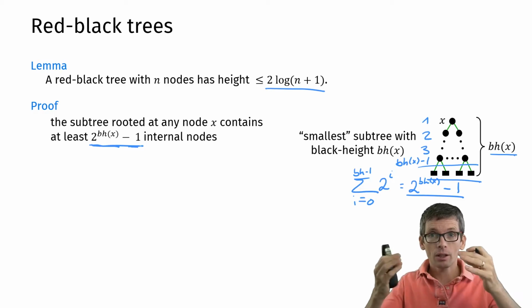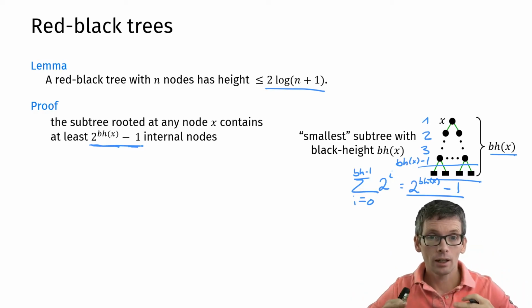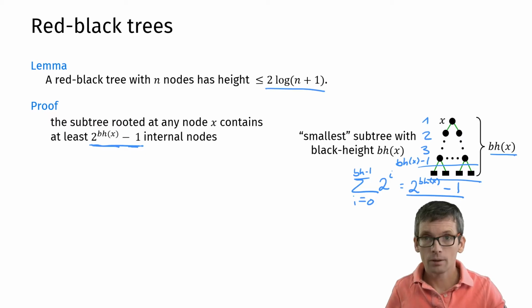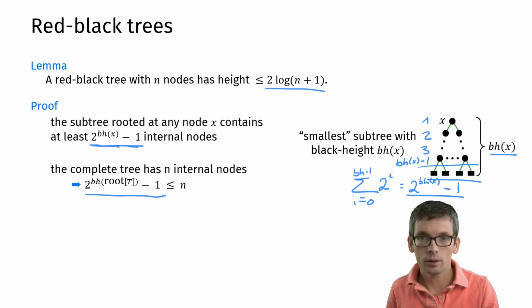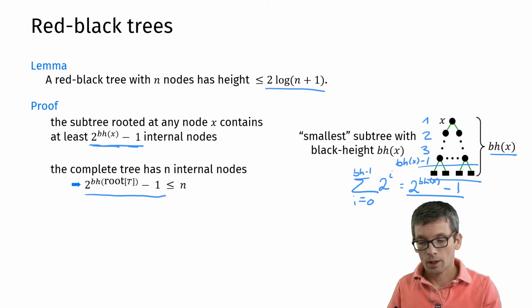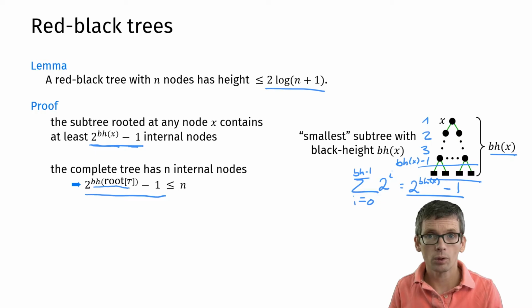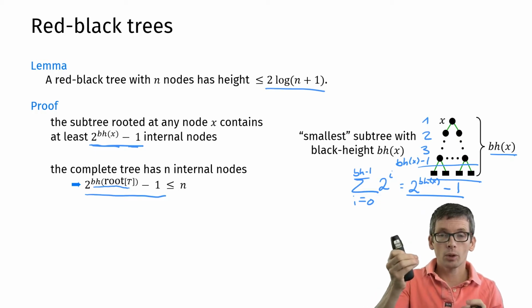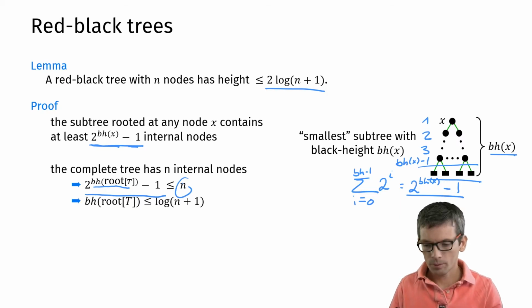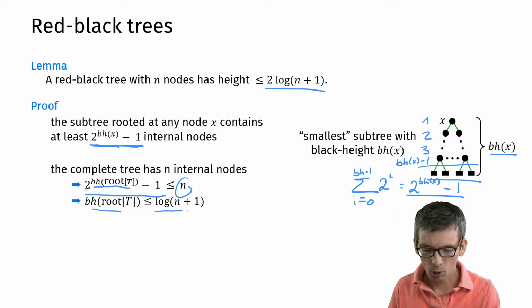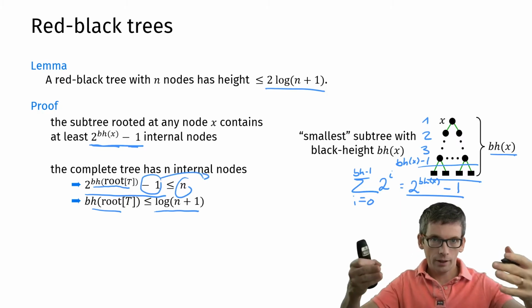So now I have a guarantee on how many nodes I have at least in this tree. That means overall I have this number as a lower bound on n if I take the black height of the root. So I look at the black height of the root, I know the tree rooted at the root, which is the whole tree, has at least this number of nodes, meaning that n is at least this number. Now taking logarithms, I get that the black height is smaller or equal to log n plus 1. I take the minus 1, bring it to the other side, and then take logarithms.